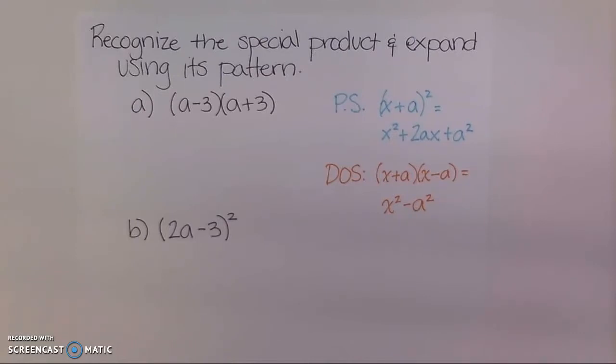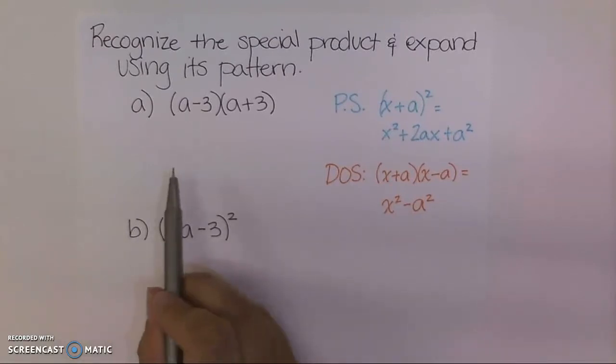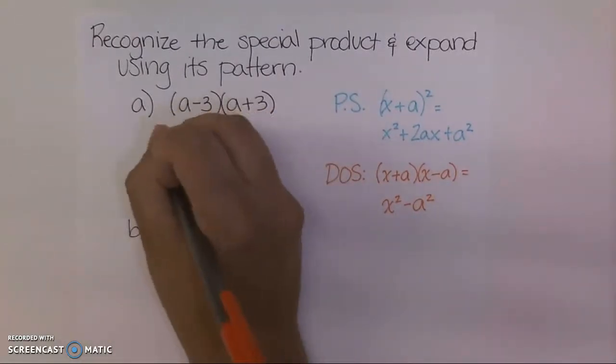So looking at these two examples, we've got (a minus 3) times (a plus 3). Which one is that? Is it a perfect square or is it a difference of squares? So remember, perfect squares are identical. Difference of squares are identical except for the sign, and that's what this is. This is a difference of squares pattern.